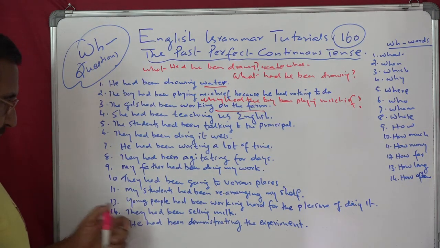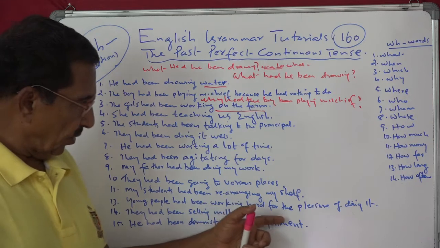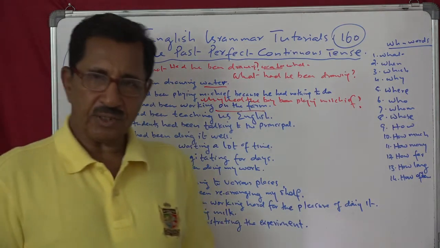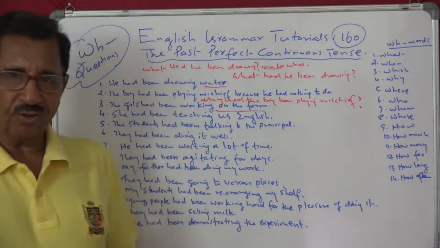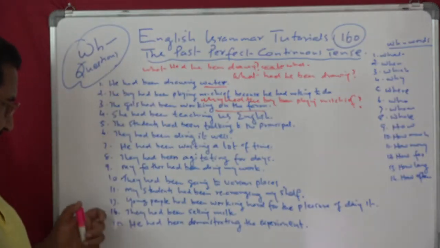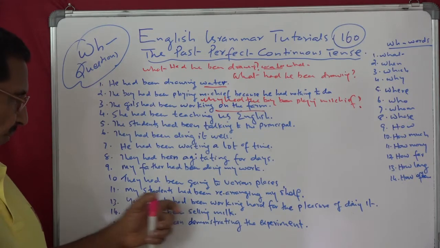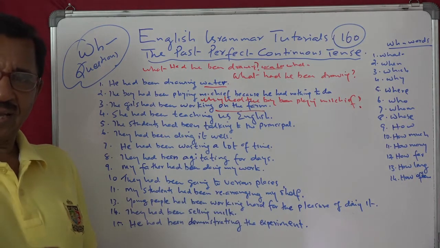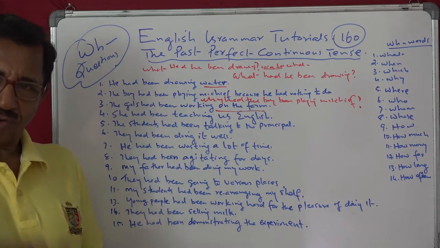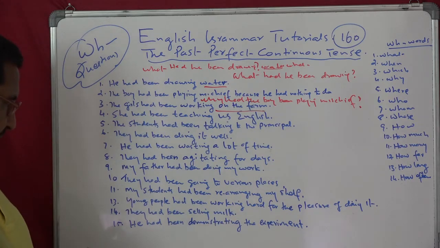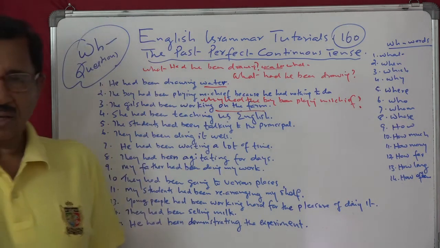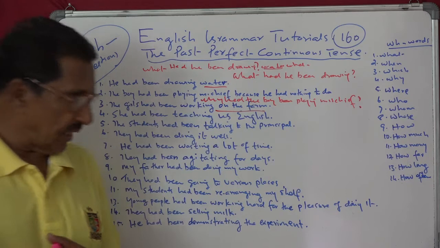Okay. Young people have been working hard for the pleasure of doing it. So you want to get the answer, the pleasure of doing it, why? So you have to say, why had young people been working hard? Why had young people been working hard? Question mark. They had been selling milk. You want to get the answer, milk. What had they been selling?